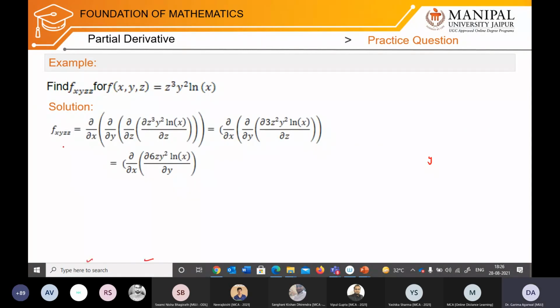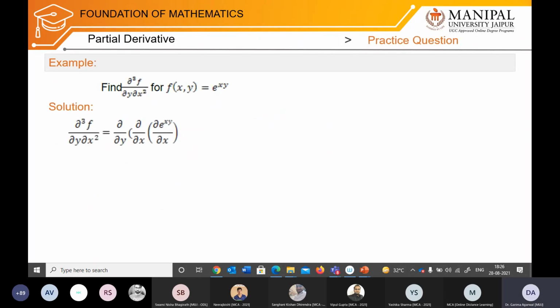Here we need to find the fourth order derivative, that is fxyzz. Right, so first of all we'll differentiate this term with respect to z. So differentiation of z cube will be 3z square. Then again we'll differentiate with respect to z. So differentiation of 3z square will be 6z. Then we'll differentiate with respect to y. So differentiation of y square is 2y. And then we'll differentiate with respect to x. So differentiation of ln x will be 1 by x. Right?